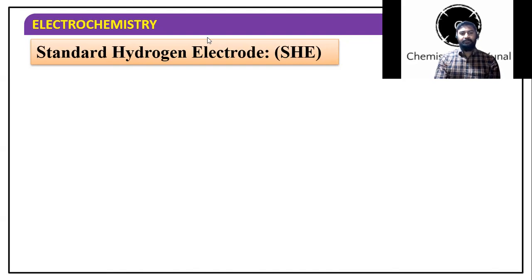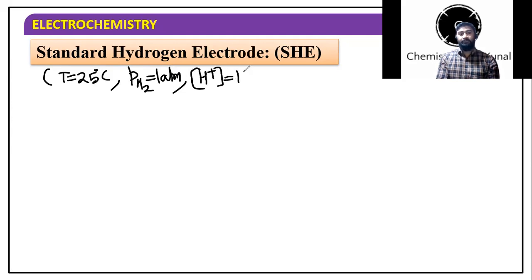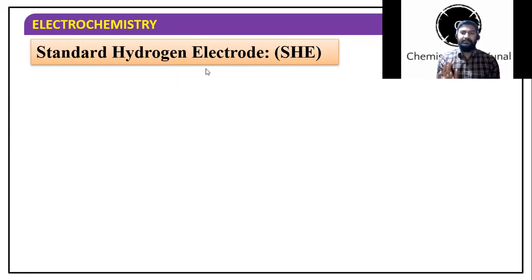So what do you mean by the word standard? I've told you in the last session, standard means temperature 25 degrees Celsius. Very good. Pressure of hydrogen or pressure of the gas 1 atm. Concentration of the ions present 1 molar. That's it, simple. It is the potential of a cell involving hydrogen such that the concentration is unity and temperature is 25. This is what hydrogen electrode is, in simple terms.